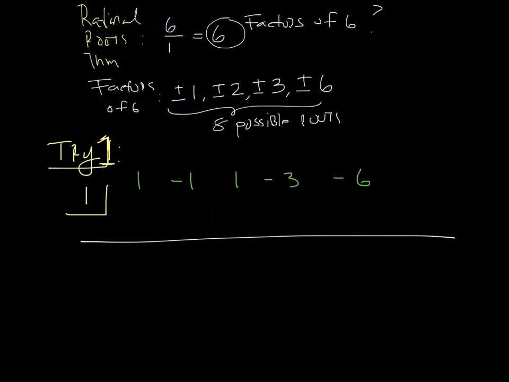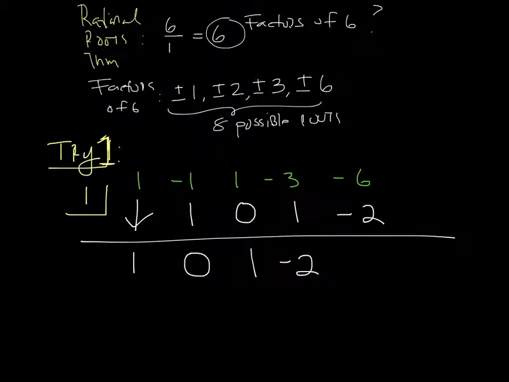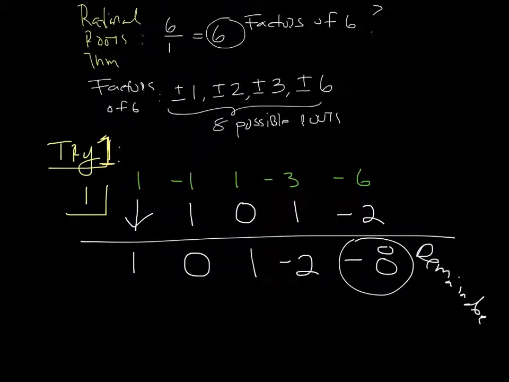This always drops. So 1 times 1 is 1. If I add those, 0. 0 times 1 is 0. If I add these, I get 1. 1 times 1 is 1. I drop that down, I get negative 2 times 1 is negative 2. And if I add these, I get negative 8. Okay, this is my remainder, and I want my remainder to be 0. So this is not 0, so okay, that doesn't work, which is fine.